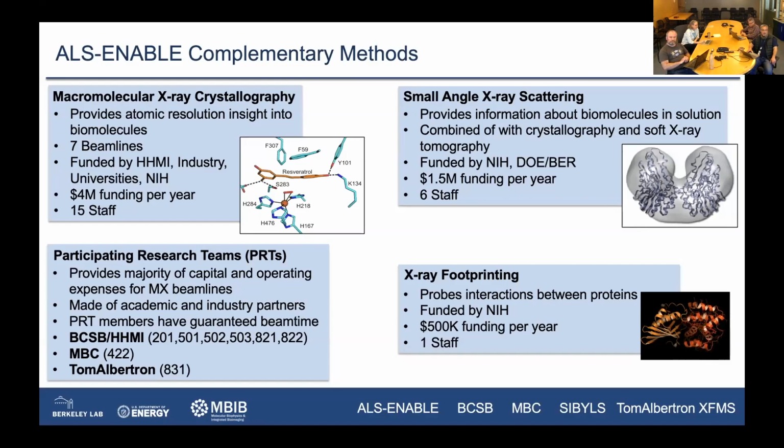And I'll tell you a little bit about our participating research teams. The PRTs, this is how the individual beamlines are funded at the ALS. And we're made up of academic and industry partners. And they have guaranteed beam time of 75%, and we offer 25% to general users. The BCSB and HHMI in sectors 2, 5, and 8, the MBC in 4.2.2, and Tom Alber with UCSF at 8.3.1.